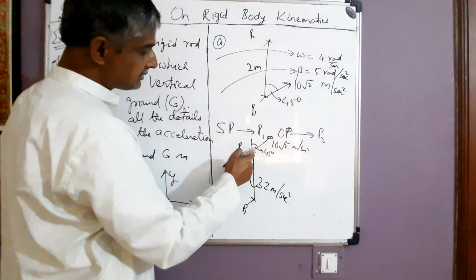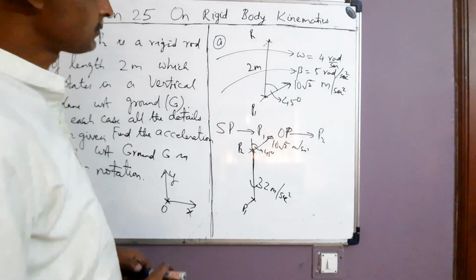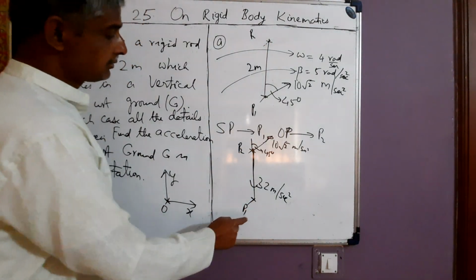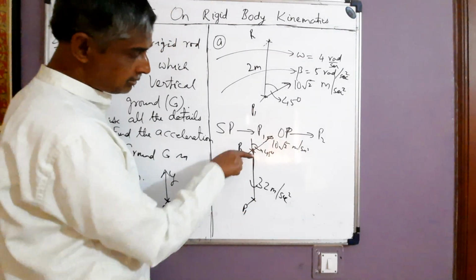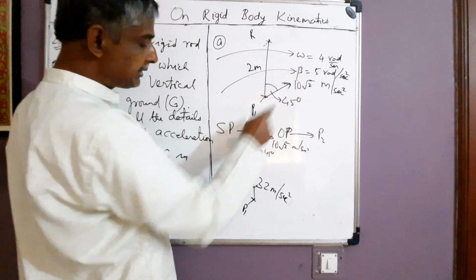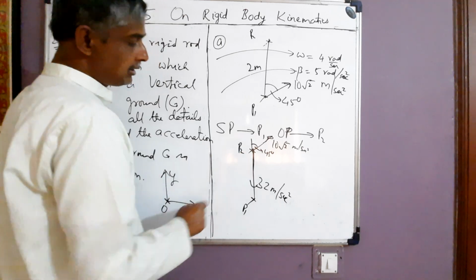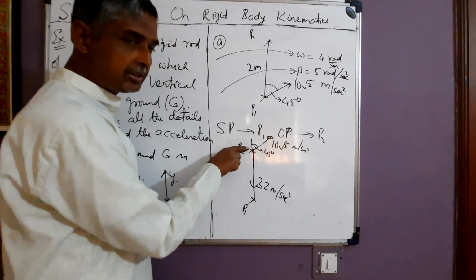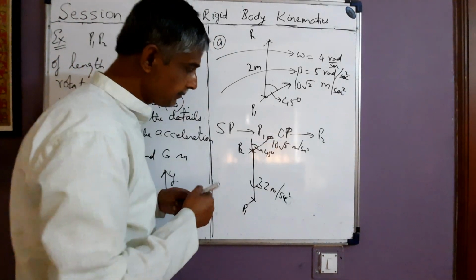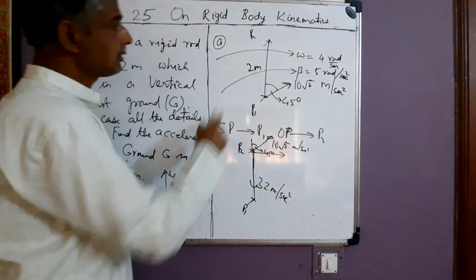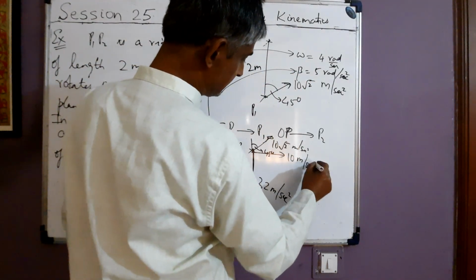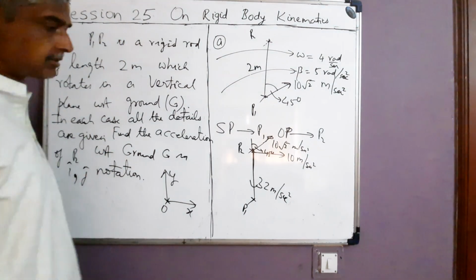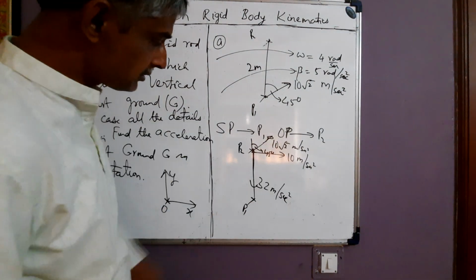Now if P2's center is here, and beta is clockwise, r beta should be clockwise. So with center as this and for beta to be clockwise, r beta should be in this way. R is 2, beta is 5, so 10 meter per second square. Now acceleration of P2 is the vector sum of these three terms.